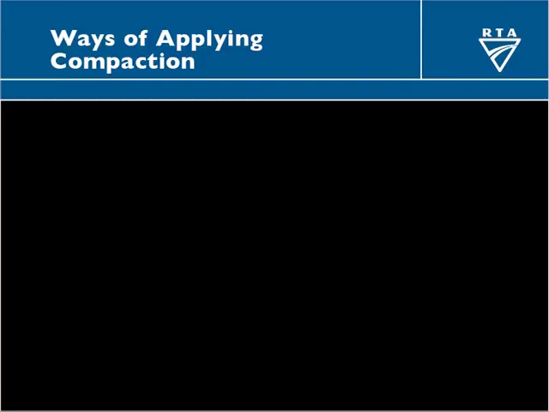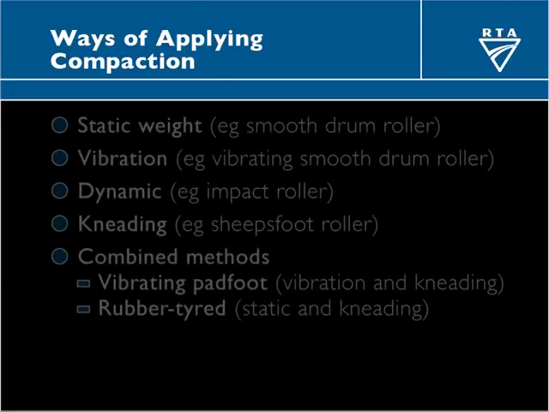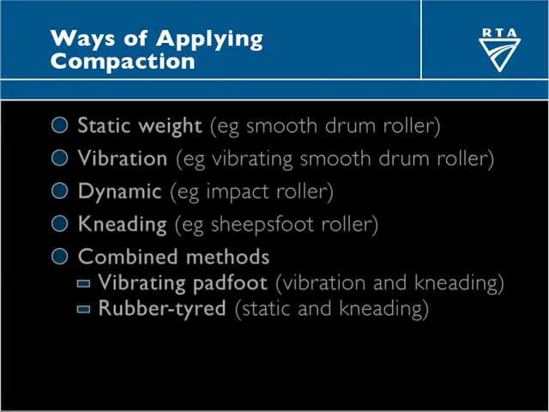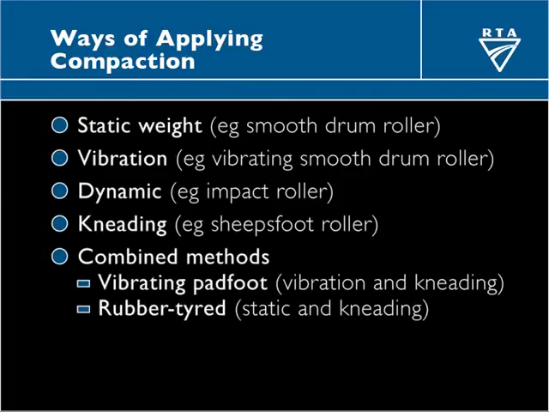Now, some various ways of applying compaction. And again, most of you will be familiar with this, at least in principle, because you'll have seen most of these types of plant around. The simplest is just by applying static weight, say by a non-vibrating smooth drum roller, or by the old 3-point, what used to be called steamrollers. And that's all it is, weight, nothing else.